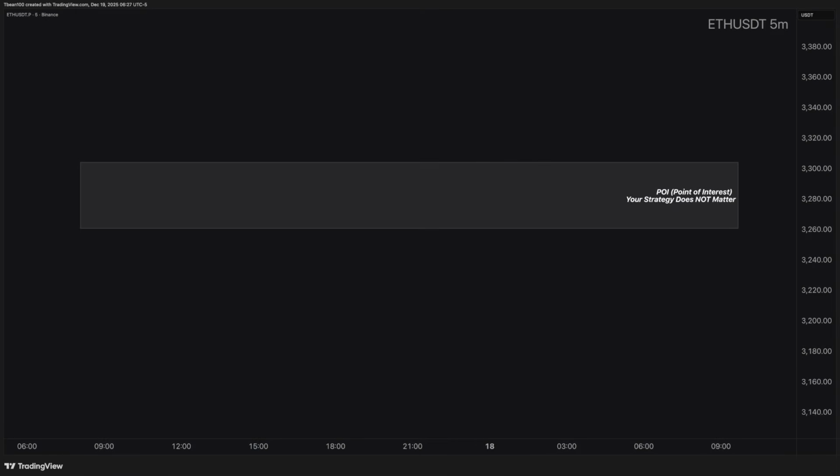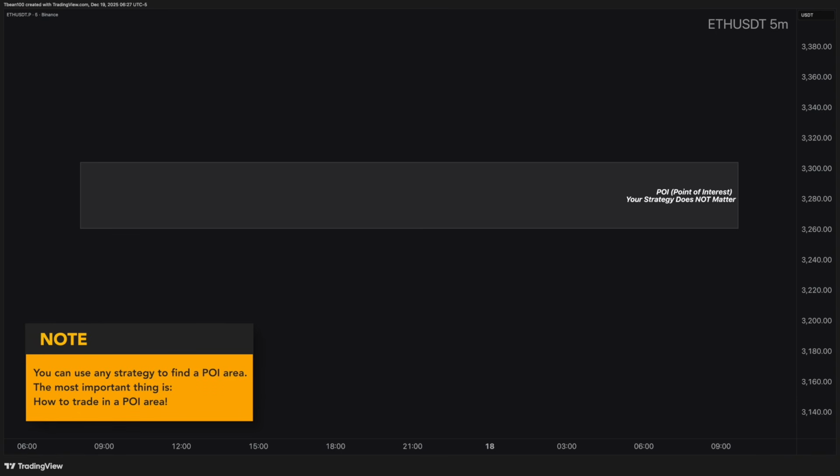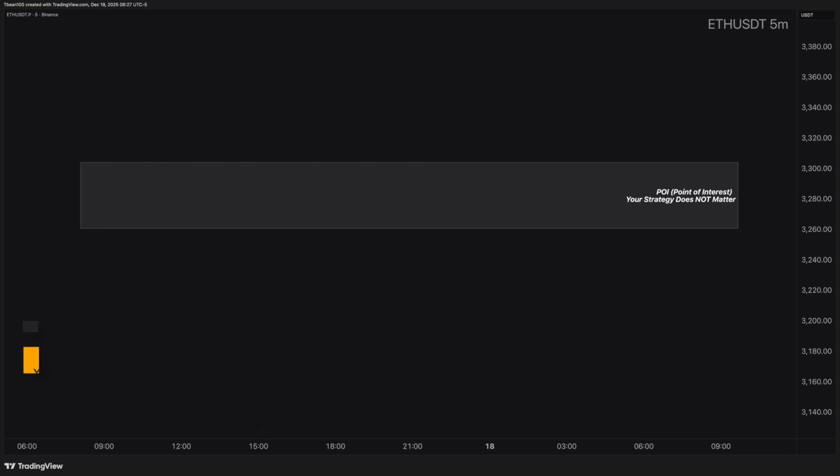Today, let's think about point of interest areas and why they actually matter in trading. In reality, everybody has a different kind of point of interest, or POI, area they focus on. They might use indicators, simple price action, or even smart money concepts to define those areas. So overall, you will always have some kind of idea about where your point of interest is on the chart. Now, the most important question is this.